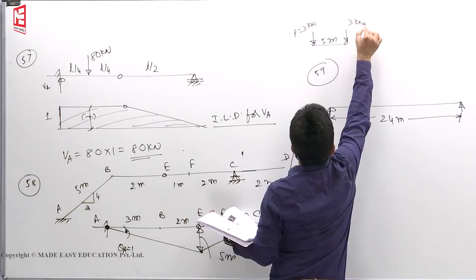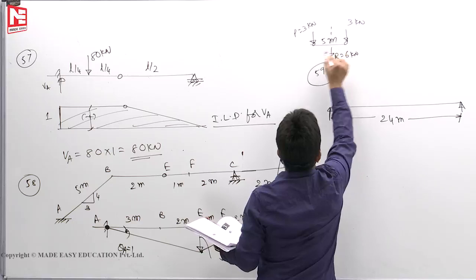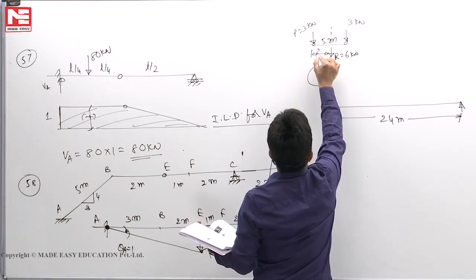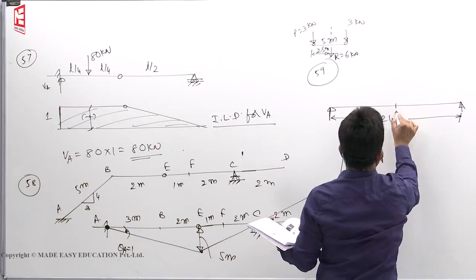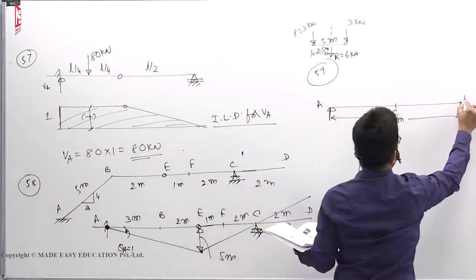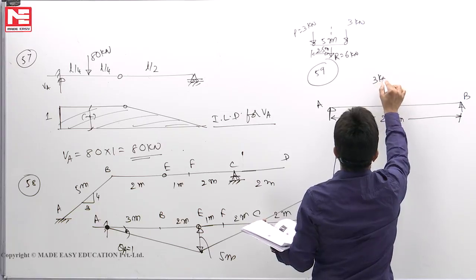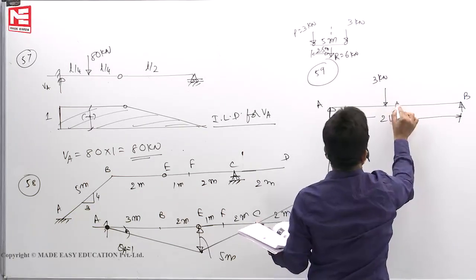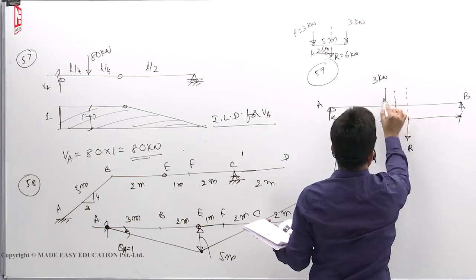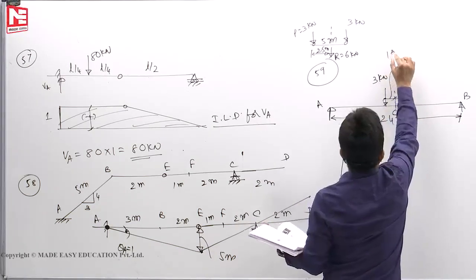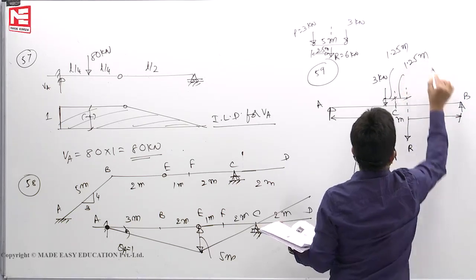3 kilonewton, 3 kilonewton. Resultant is this one, R, 6 kilonewton, acts at a distance of 2.5 meters. That means this is the center point, let us say A, B, C. Then 3 kilonewton you have to keep it here. 2.5 means this is 1.25. This is the resultant. 1.25 meters.